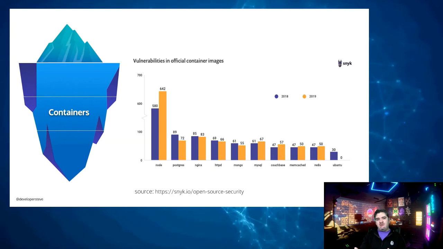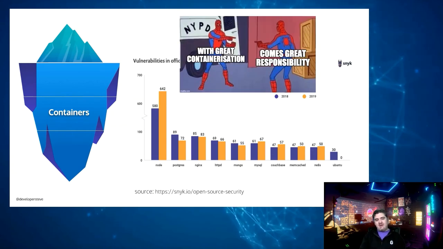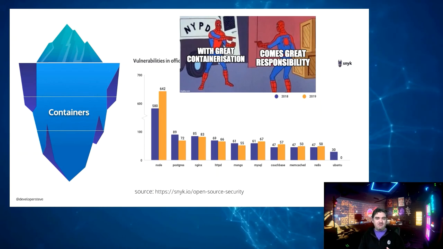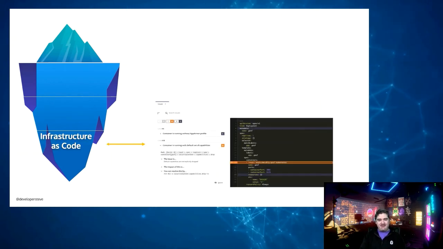The way to get around this with a base Docker container image is not only ongoingly scanning those base images, but also starting with the most minimal base image possible and building up the components that your application needs as part of your deployment. Again, we need to keep those end users safe and keep that infrastructure nice and safe. The way I like to think about this is, with great containerization comes great responsibility. I do love that meme.